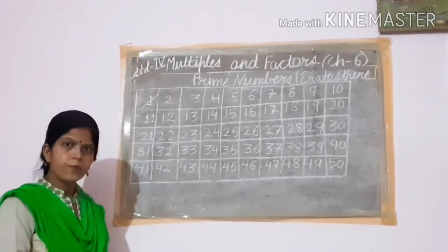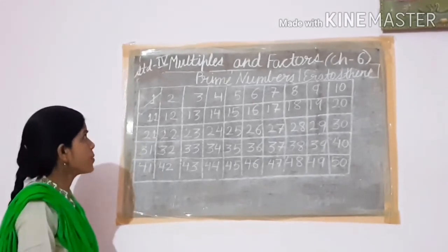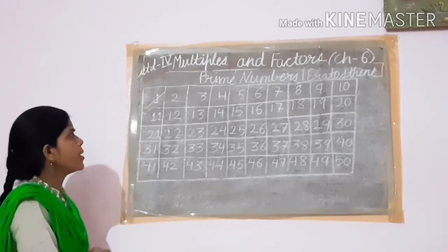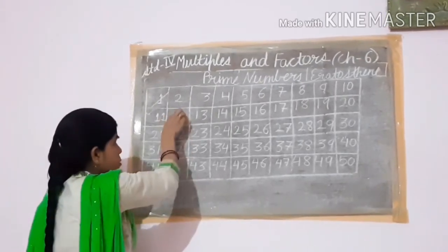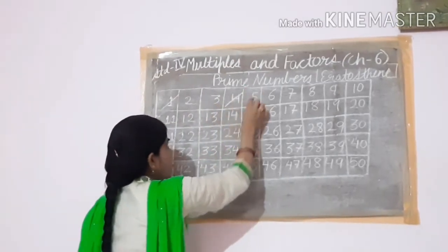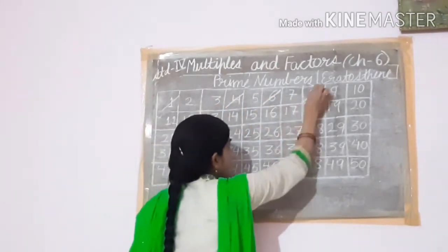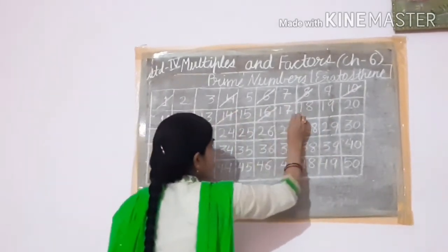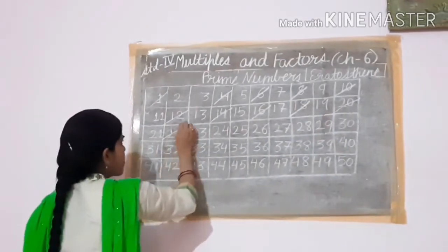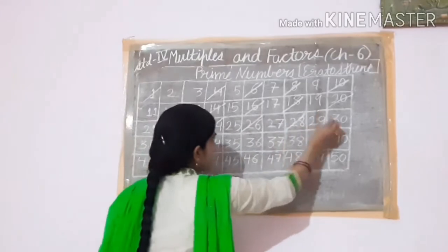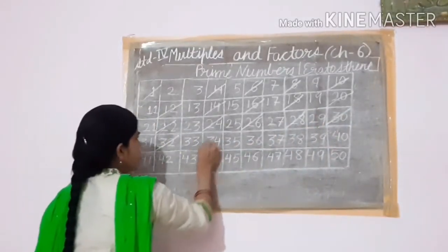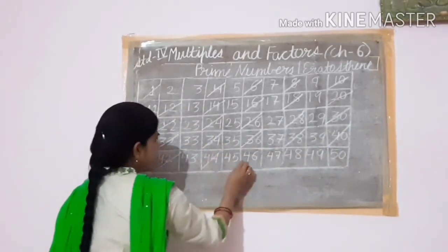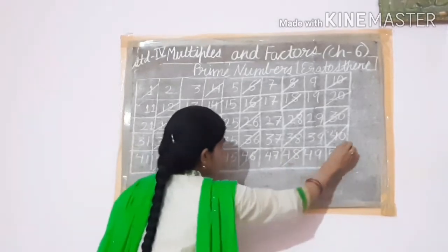Every multiple of 2 other than 2 is not a prime number. So you cross every second number from the beginning, leave 2. Then 4, 6, 8, 10, 12, 14, 16, 18, 20, 22, 24, 26, 28, 30, 32, 34, 36, 38, 40, 42, 44, 46, 48, 50.